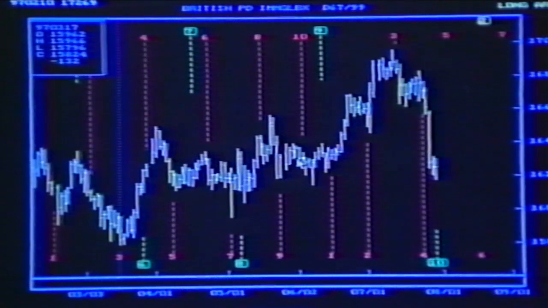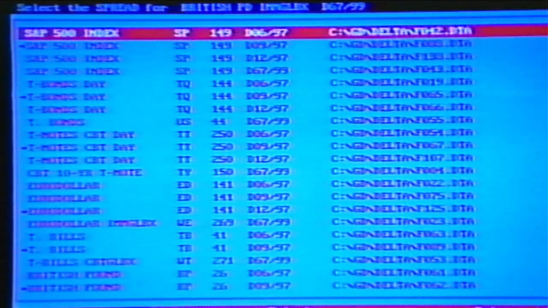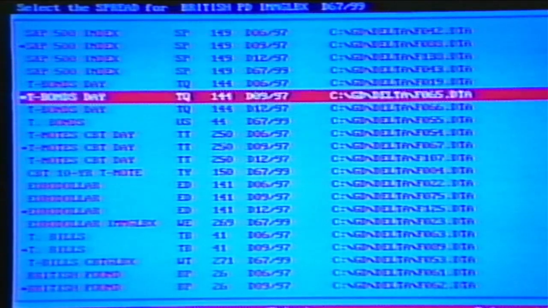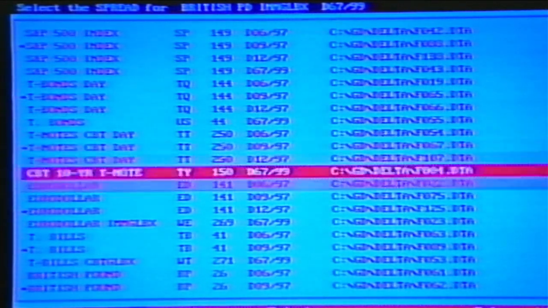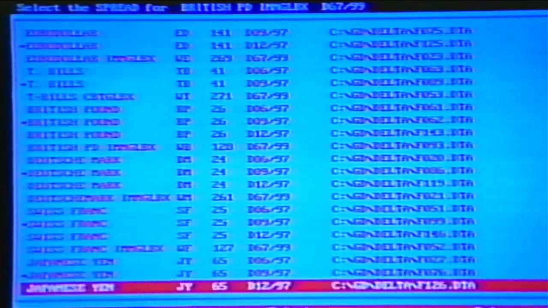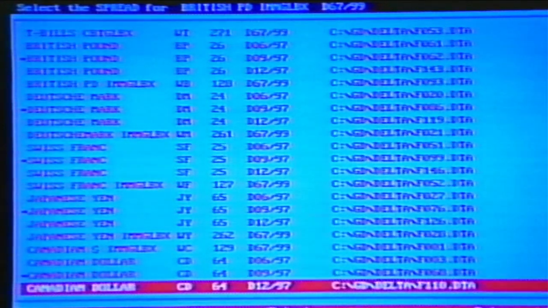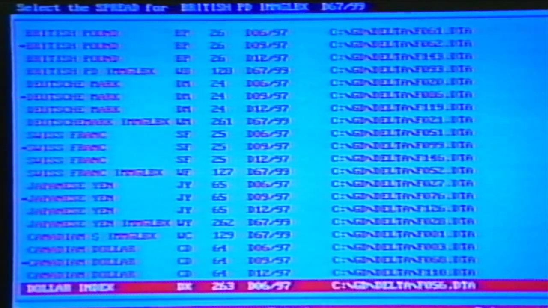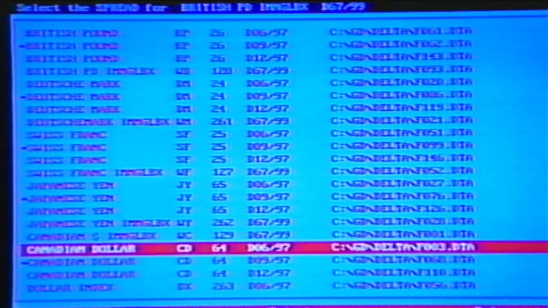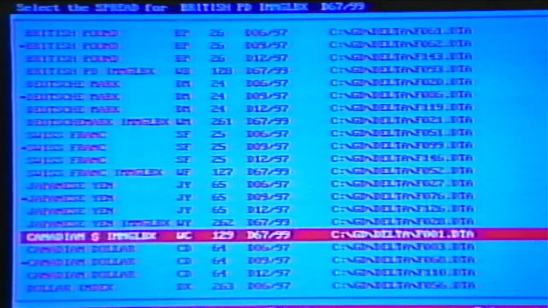And how about a spread? We can set up a spread chart. We hit one key. Now, what do we want to spread this with? Well, let's see. It's British pound. How about spreading it with Canadian dollar? So we choose a Canadian dollar.